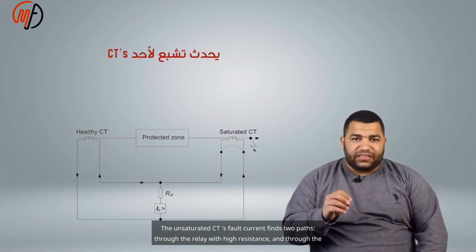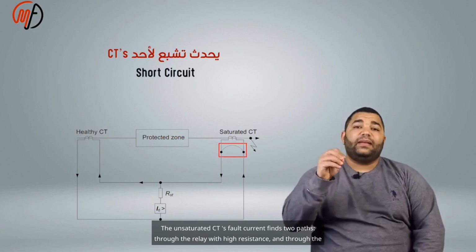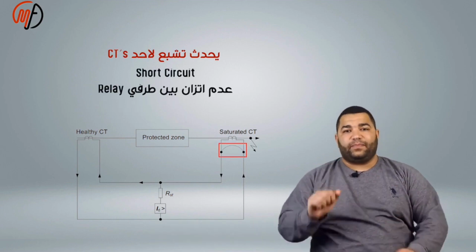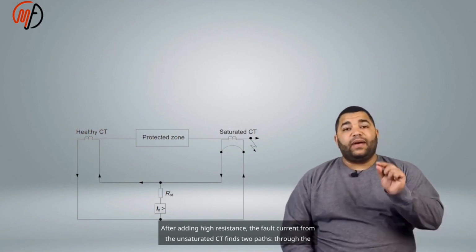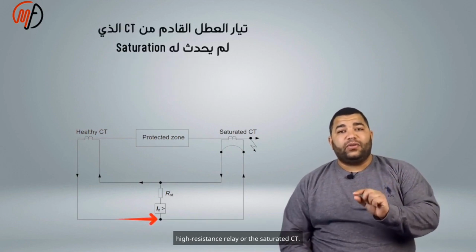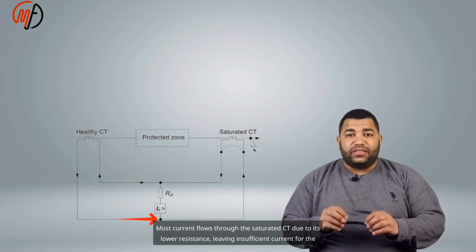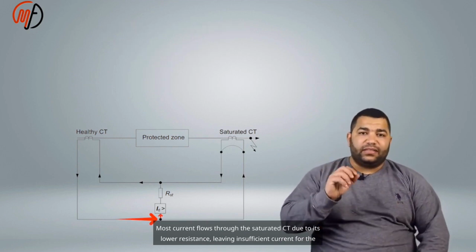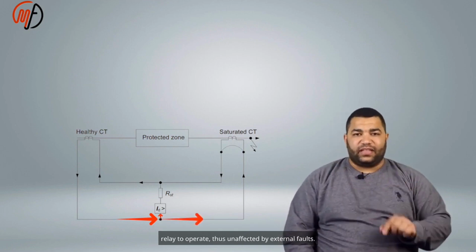The unsaturated CT's fault current finds two paths, through the relay with high resistance and through the saturated CT. Most current flows through the saturated CT due to its lower resistance, leaving insufficient current for the relay to operate, thus it is unaffected by external faults.